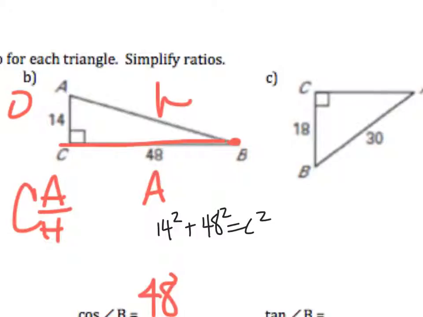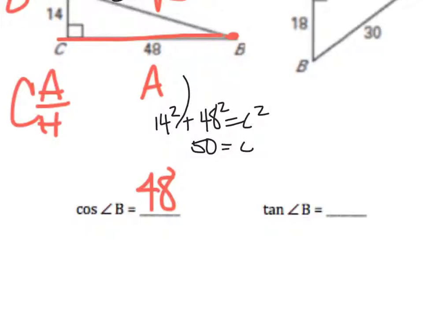Okay, if I add 14 squared plus 48 squared, and then I square root that answer, I'm going to get 50. So that's 50 there. So then your answer here is 48 over 50, and that's going to reduce down to, you can do 48 divided by 50 in your calculator, and then hit math, enter, enter, and 24 over 25.